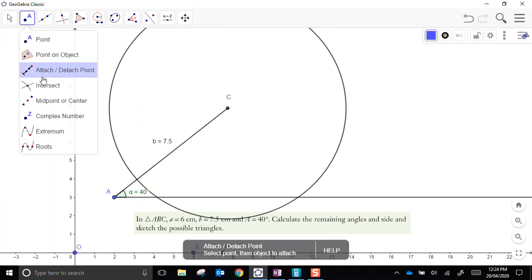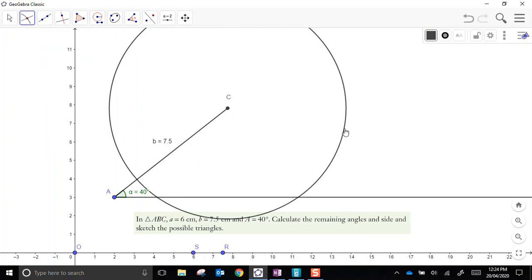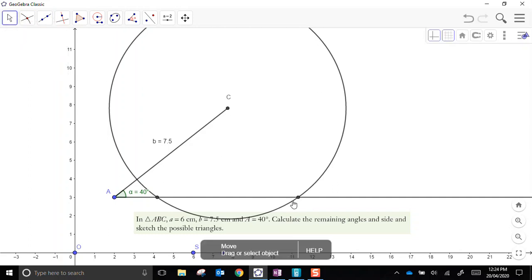When I intersect the circle and this ray, there are two intersection points. Either one of them could be point B. So that's very interesting. Now let's complete the diagram. What do I need?